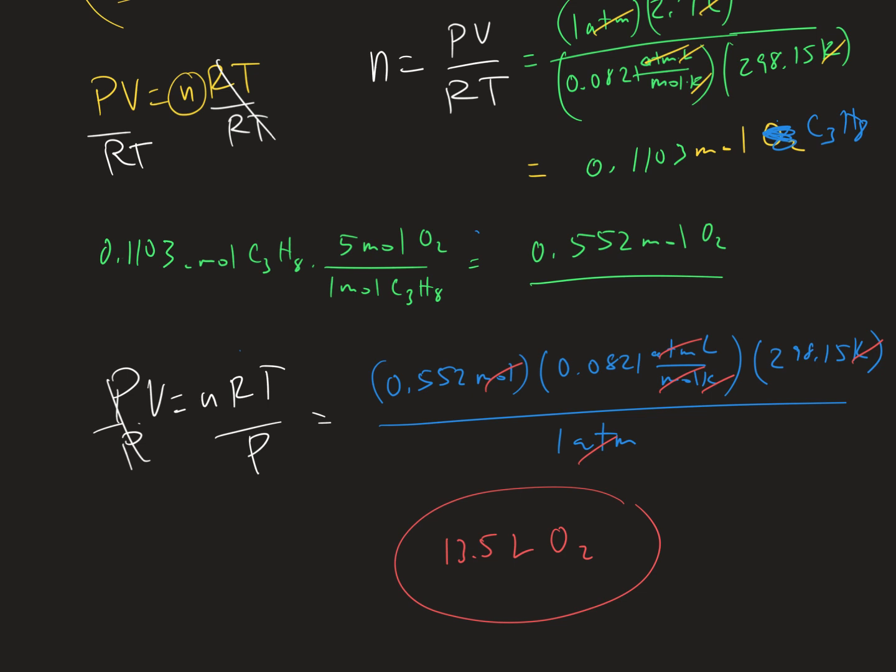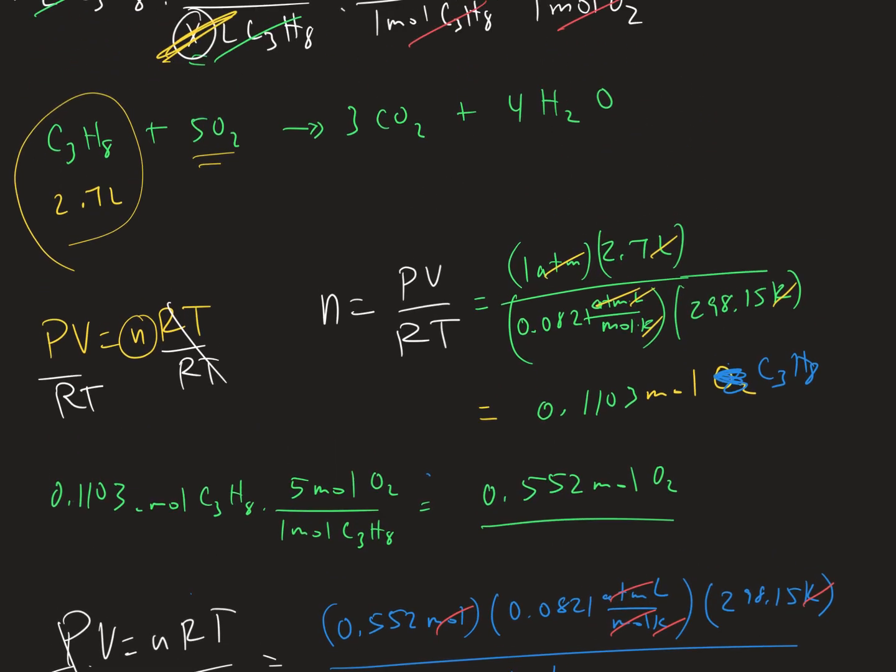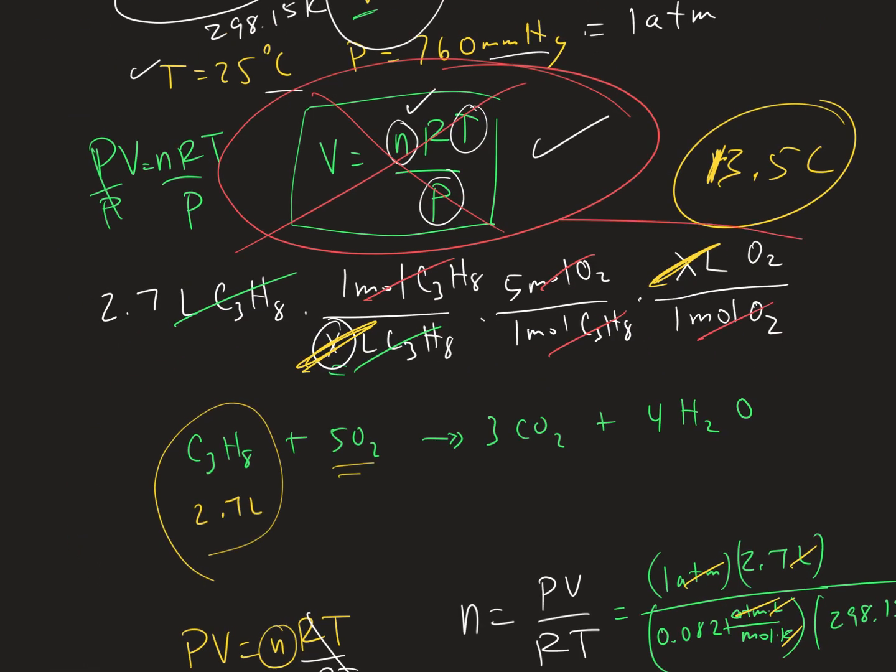You said that was the fastest way, but why couldn't you just multiply, since you know the ratio is 1 mole C3H8 to 5 moles of oxygen, multiply the 2.7? That's what we did. We did so many steps. Right there. So that's a great question.